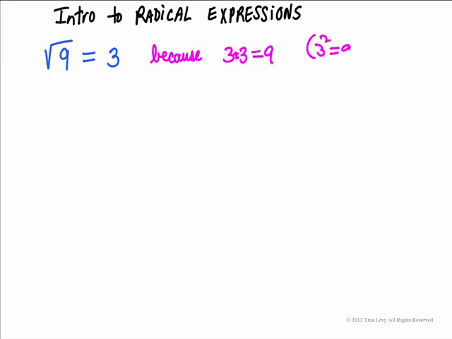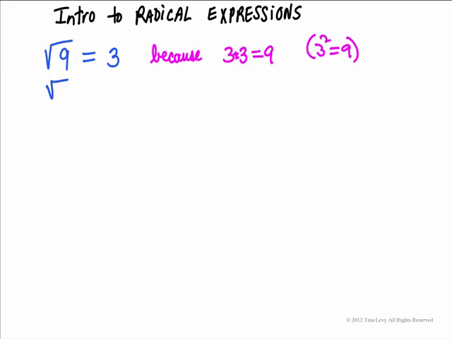I'm going to introduce you to the concept of radical expressions. So we'll start with the radicals that we know. So for example, square root of 9. Most people know, having seen this before, that square root of 9 is 3. We know this is true, and the reason is because 3 times 3 equals 9, or we could say 3 squared equals 9.